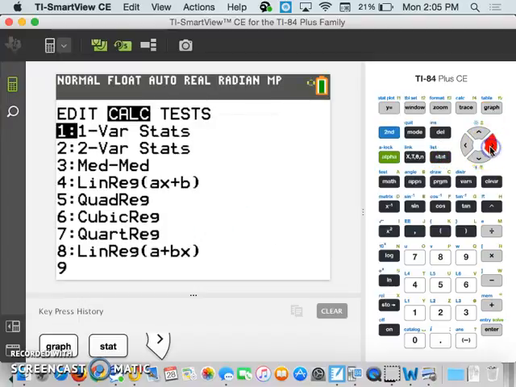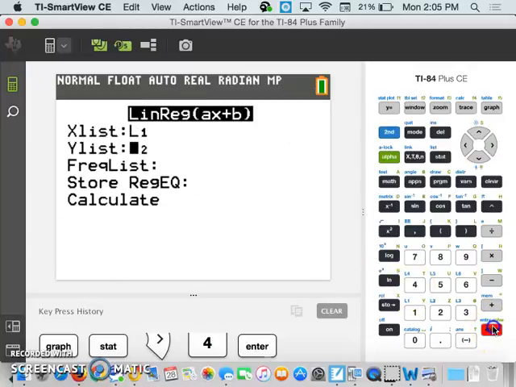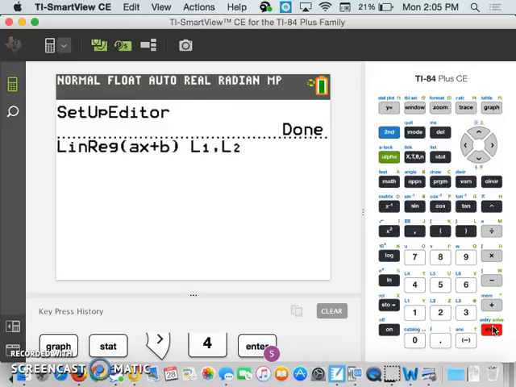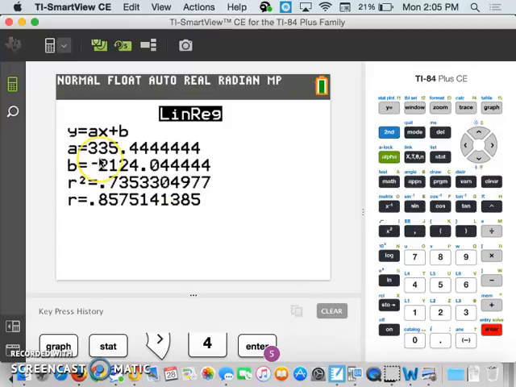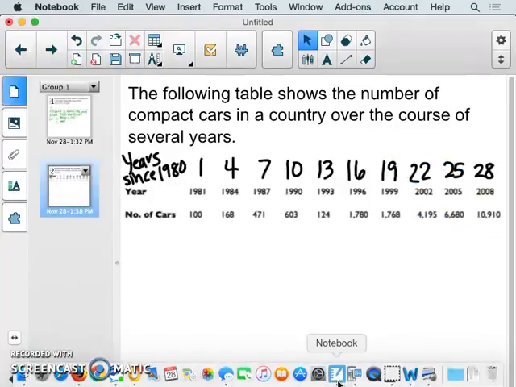So stat, calc, I'm going to run linear regression first, because you never know, maybe it's linear regression. Run linear regression, and my equation would have a rate of change of about 335, and my y-intercept would be negative 2,124, and my R value is 0.857. So it's a little on the low side for me to really be confident that that is, in fact, a linear relationship.